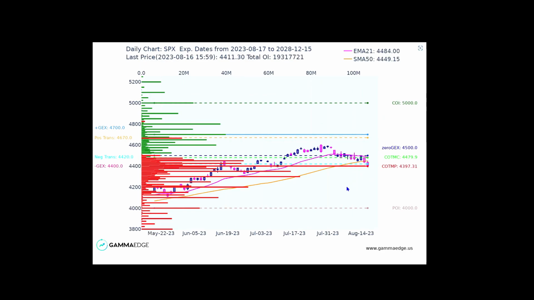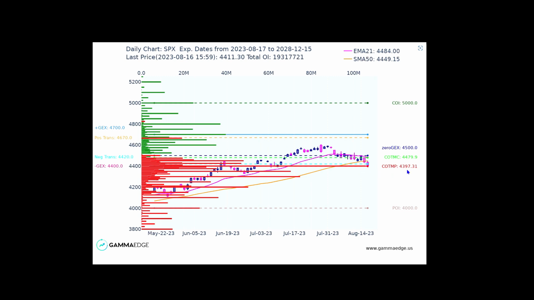Here's the daily chart for the SPX. Again, COTMP for the daily, 43.97, so important level there, 4,400. And then we can see the other strikes come in below us, 43.75, 43.50 and then all the way down to 4,200 or 4,300 there.